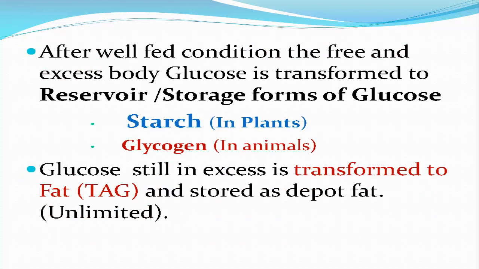When we are in the well-fed condition, when we have eaten, we have an excess amount of glucose in our body. That excess glucose we store for the time when we are not eating, and we can then supply from that store. So how do we store it? In plants, the excess glucose is stored as starch, and in animals, it is stored as glycogen. And when the glucose is even more, it can be converted to fat, triacylglycerol, and stored like that.